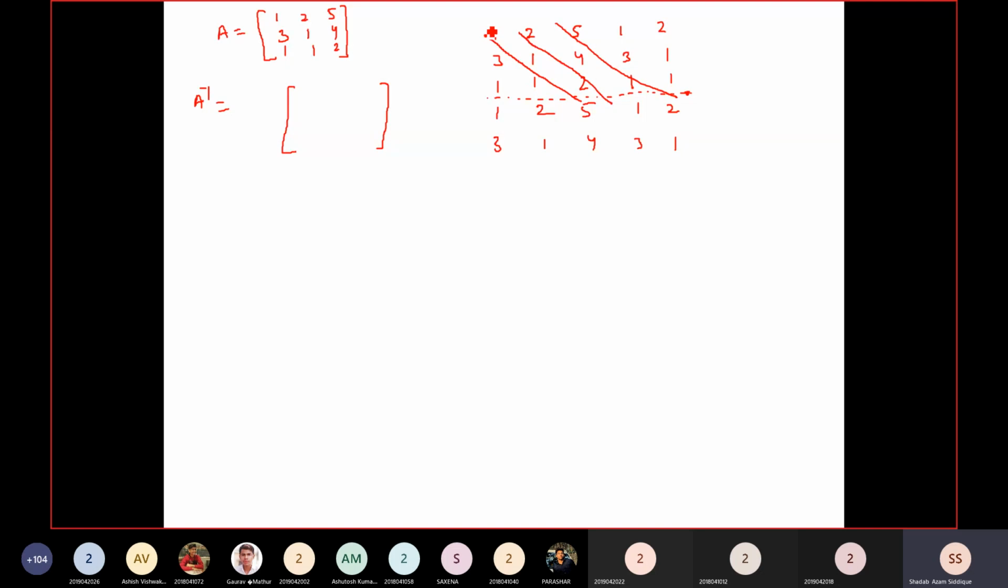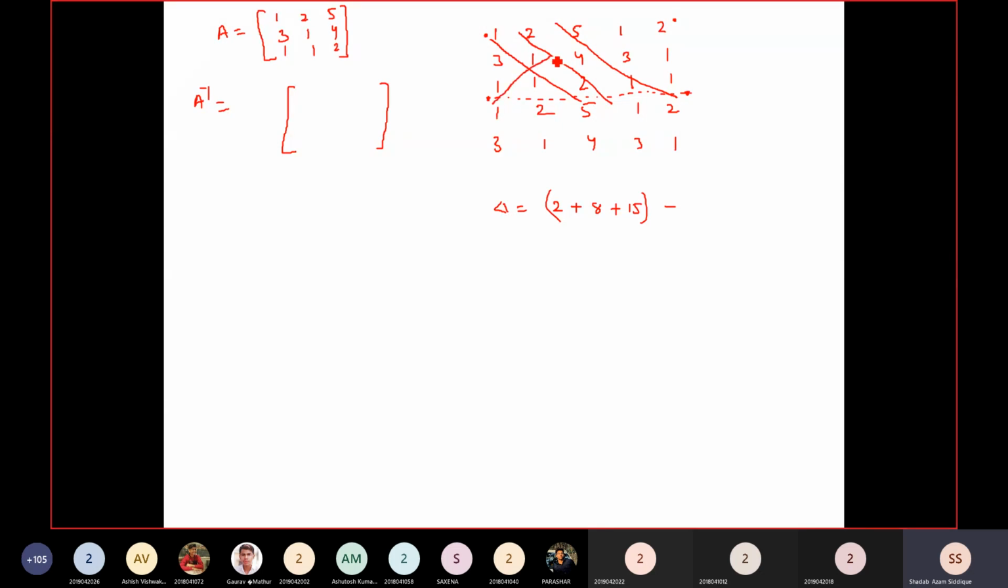So now what will happen? 1 into 1 into 2, what will happen? This is 2. So delta equal to 2, plus 4 2s are 8 into 1, so plus 8. 5 3s are 15, plus 15. No issues. Minus, again start from this point and end at this point.